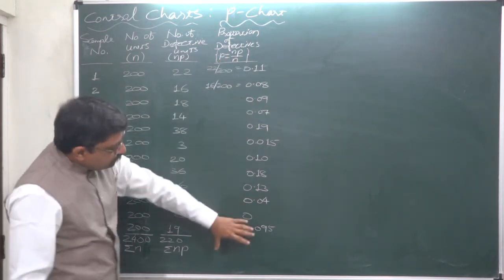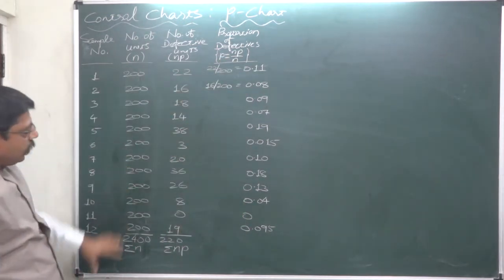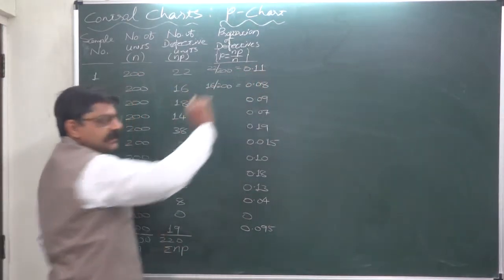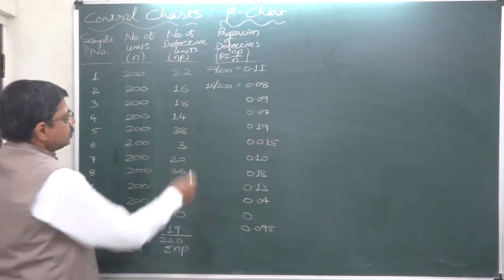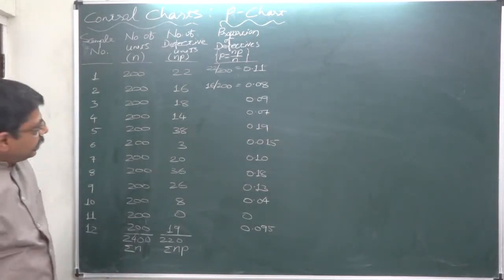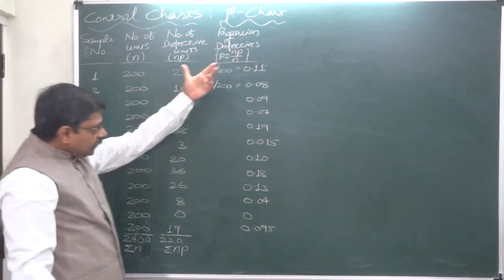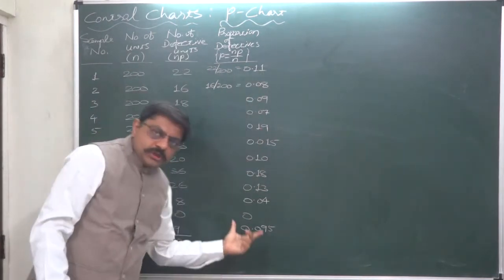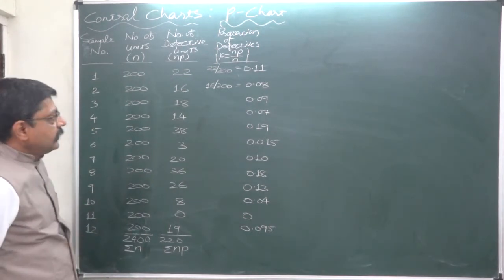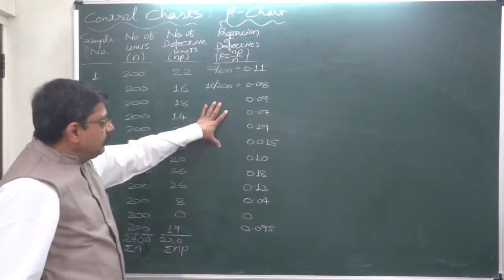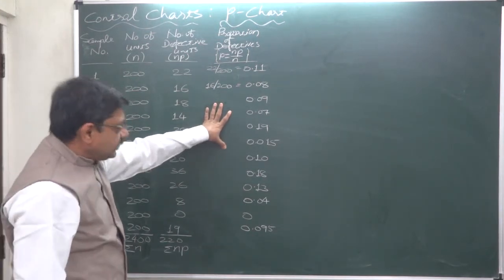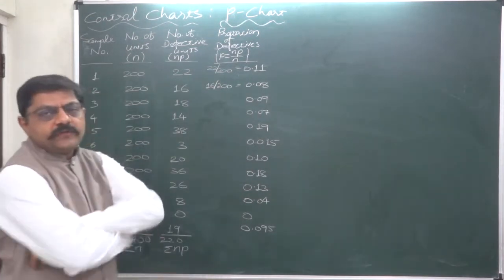These are the proportions of defectives in all the 12 samples. 22 out of 200, that means 0.11 is the proportion of defectives in sample 1. Similarly, 16 out of 200, so 0.08 is the proportion of defectives, and in that way I have already calculated proportions of defectives in all 12 samples. This is necessary because we plot the proportions of defectives in our control chart. That's why it is called the P chart or proportion of defectives chart.